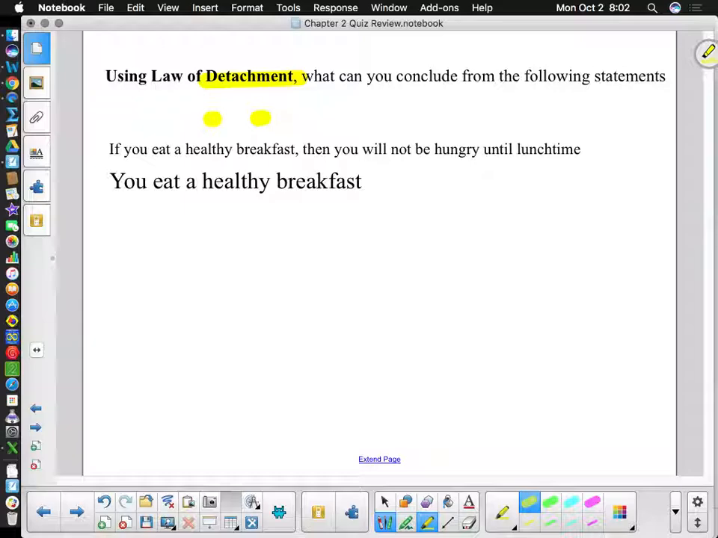So the rule is if you eat a healthy breakfast, then you will not be hungry until lunchtime. That's my rule. I'm not saying that's a true statement. We're going to assume that's a true statement for the purpose of law of detachment. Okay? We're going to assume that rule is true. You ate a healthy breakfast. Therefore, you will not be hungry till lunch.